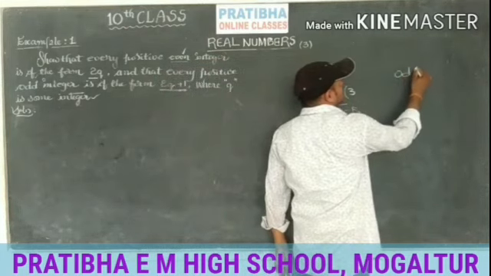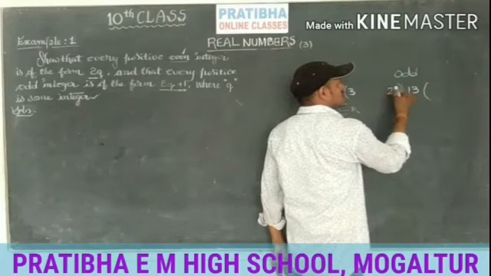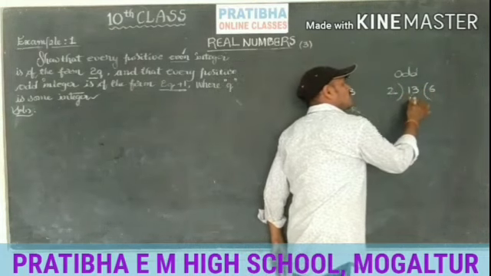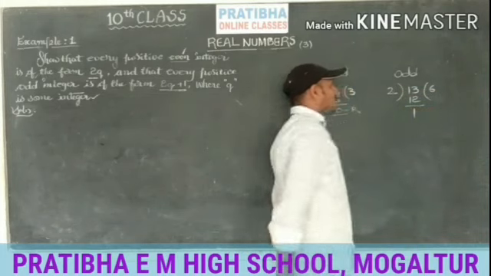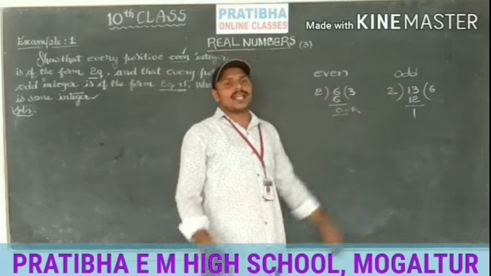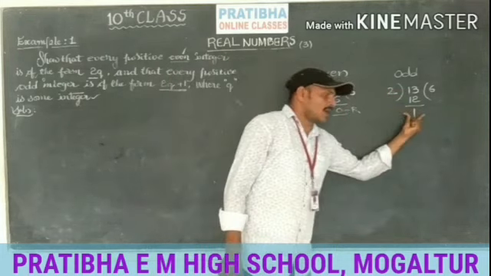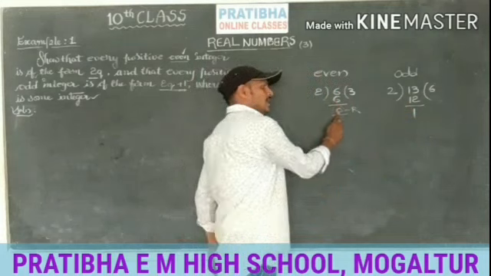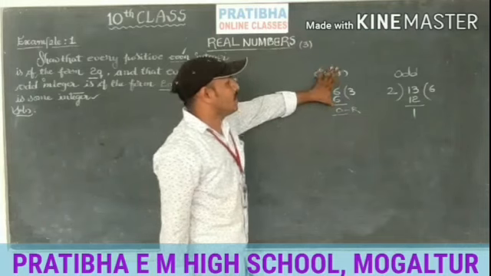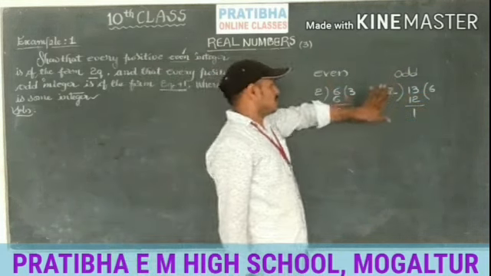And odd numbers means, take any number, 13. If we divide 13 by 2, 6 times 2 gives 12 and the remainder is 1. So when we divide any number by 2, we can get only two remainders, either 0 or 1. There is no other chance. When the remainder is 0, those numbers are even numbers. When the remainder is 1, those numbers are odd numbers.